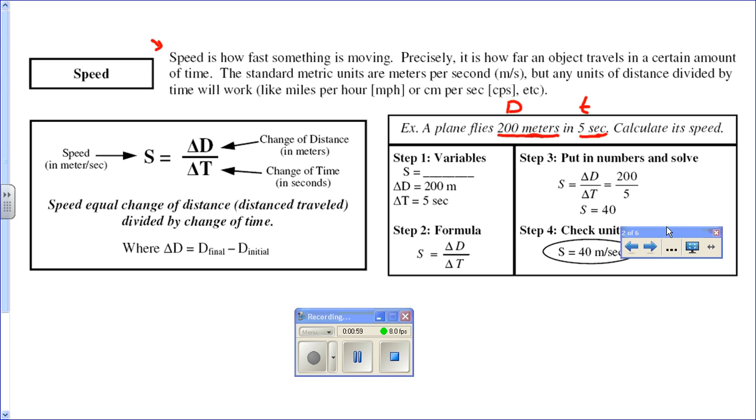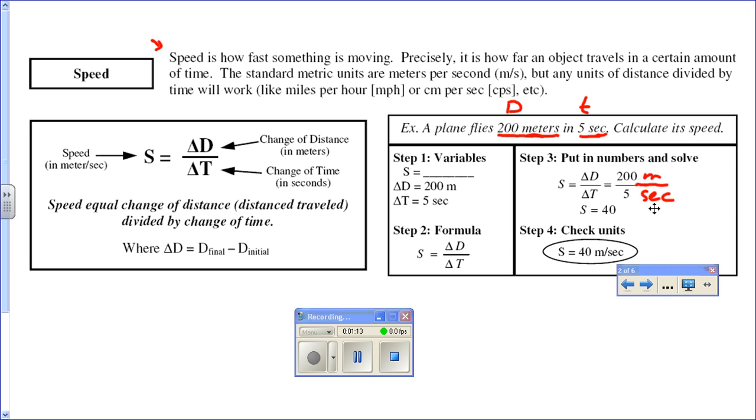Put your formula, and then you substitute in and you show your work, 200 over 5, and that gives you 40. And then you put your units in there. And again, since it's 200 meters over 5 seconds, then you just keep that and you bring it down here. You leave those meters over seconds. You can't do anything with them. You just write them down. Whatever goes with the number stays up there and then brings it down with it.